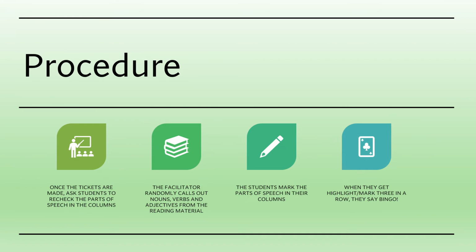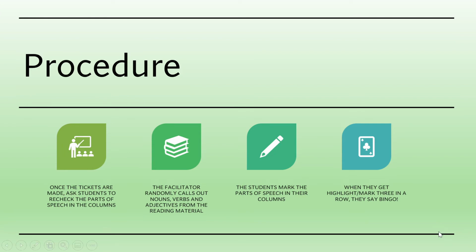Once the tickets are made, you're going to ask the students to recheck for the last time whether they've listed the parts of speech correctly, because the placement of the parts of speech is going to be very important. They only win the game of bingo if they've actually listed a noun correctly under the noun column. If they've accidentally listed a noun under verbs, even if they get a bingo ticket, they're not going to win the game. So ask them to double check their work. This always encourages students to self-correct. It builds a good habit within them to do that.